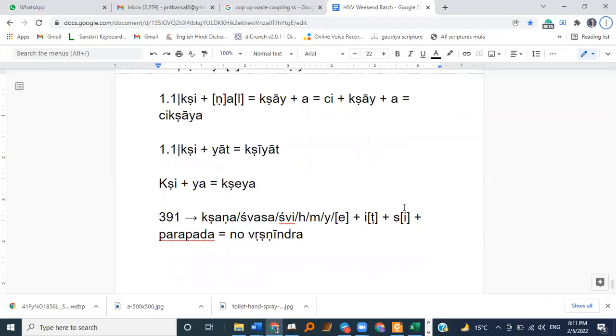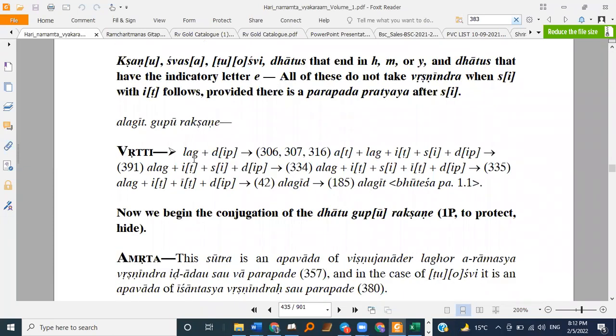So we have the dhatu lage sange. Ideally we could have done Vrishnindra here by the sutra Vishnu Janade Laghur Ramasya Vrishnindra, and it could have been a lagit, but this sutra prohibits the Vrishnindra Karya. So we don't do Vrishnindra, and we get a lagit. Just that much, one new concept in Alangit.